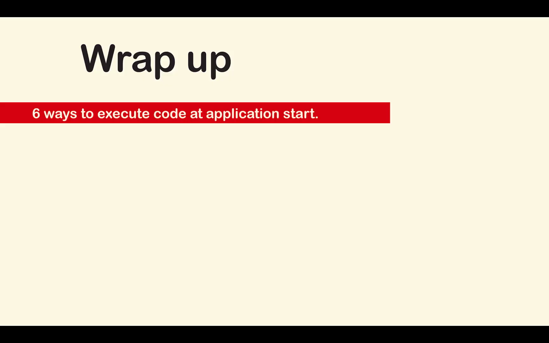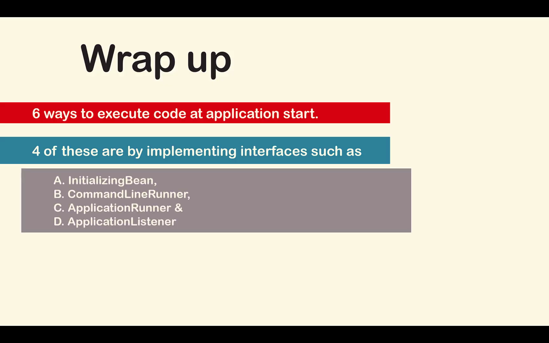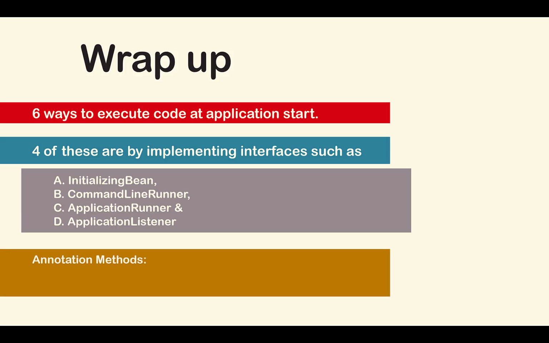In this video, we looked at 6 different ways to execute some logic at Spring Application Startup. Out of these, many required implementing Spring interfaces so that their callback methods are automatically called, such as InitializingBean, CommandLineRunner, ApplicationRunner, and ApplicationListener. Remaining two were using PostConstruct annotation defined over a method and initMethod attribute with @Bean annotation.